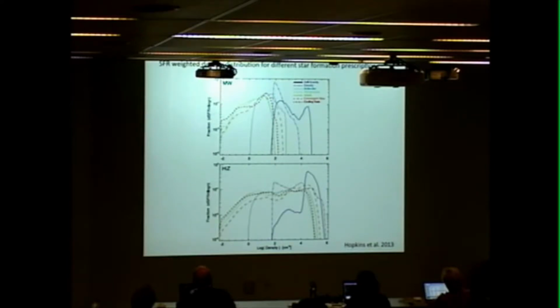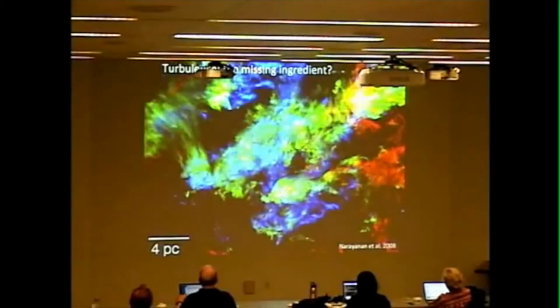So what's the missing ingredient? Well, turbulence is the missing ingredient, I would argue. Here is a beautiful picture of CO emission in the Taurus molecular cloud. Basically you see the CO intensity in different velocity bands. The blue ones are coming towards you, green ones are about abreast, and red ones are going away from you.